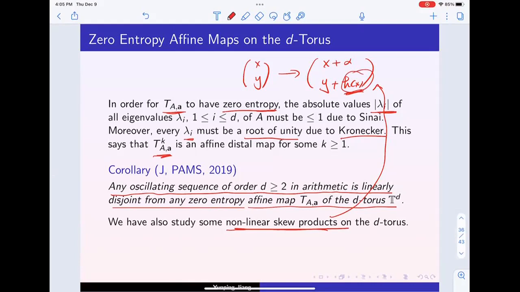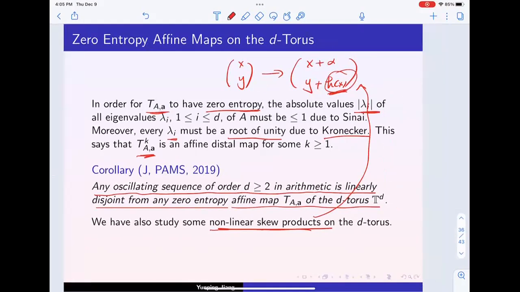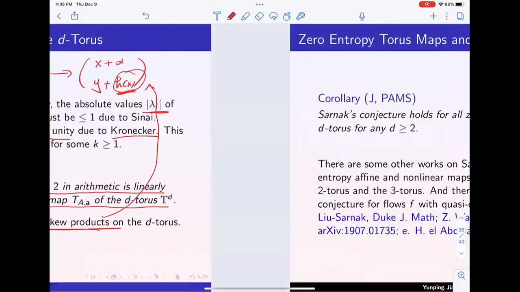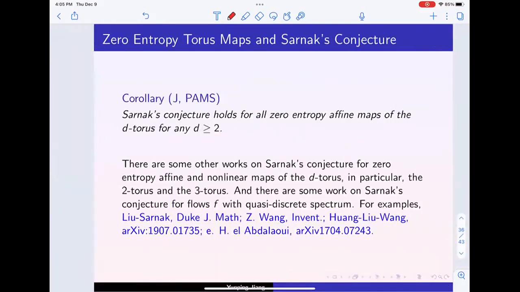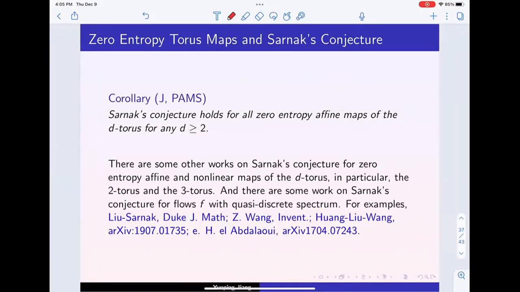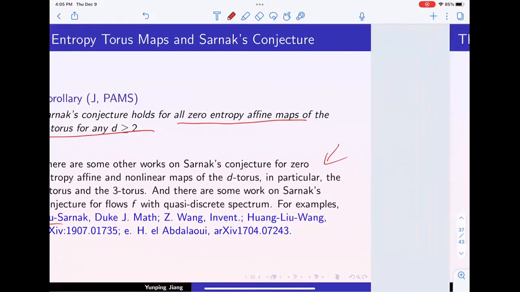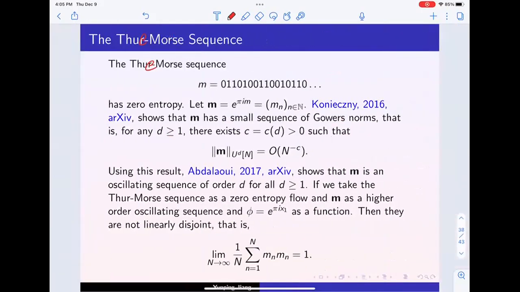So, but anyway, there's still a lot of things to do. Now I just want this slide to say, okay, the Sarnak conjecture holds for entropy 0 actions on the d-torus. A lot of people did a study in this direction, including Sarnak himself and his co-author. But anyway, a lot of people. So then there's another question.